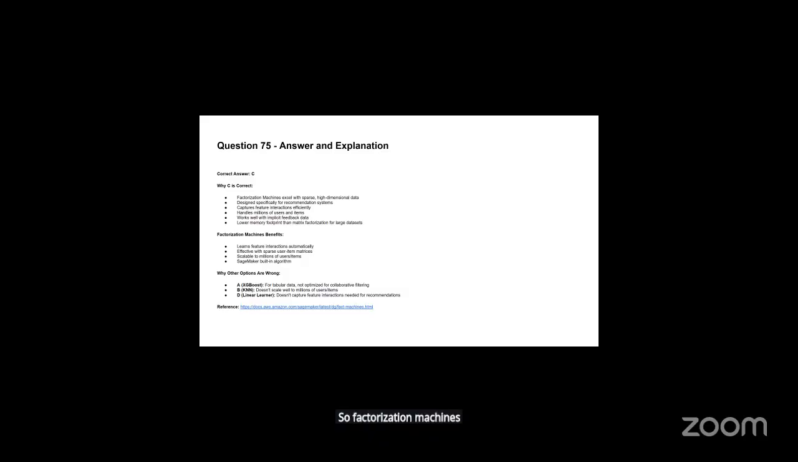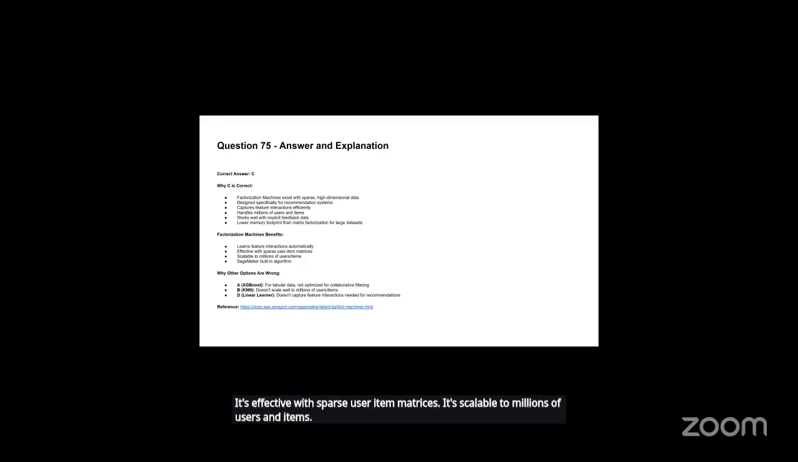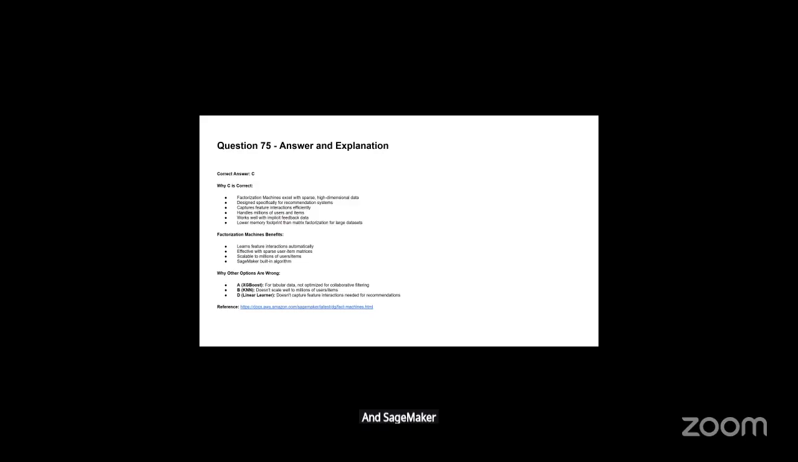Factorization machines' benefits include that it learns feature interactions automatically. It's effective with sparse user-item matrices. It's scalable to millions of users and items. And it's a SageMaker built-in algorithm.